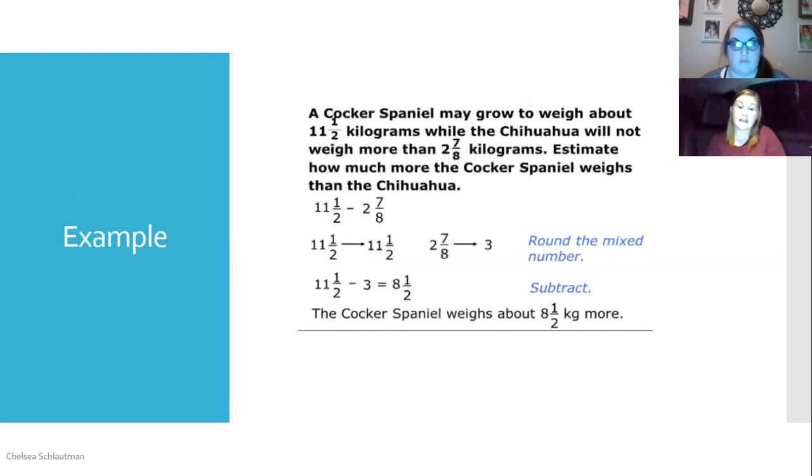So we're going to look at 11.5, and 11.5 is right in the middle of the number, so we're not going to round up or round down. We're just going to keep that half the same. And then we're going to look at 2 and 7 over 8. 7 over 8 is almost 8 over 8, which would give us a whole. So we're just going to round that entire mixed number up to 3. Next, we're going to subtract 11.5 minus 3, which would give us 8.5. So this is our answer. The Cocker Spaniel weighs about 8.5 kilograms more than the Chihuahua.